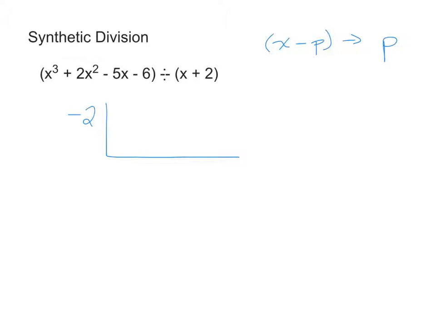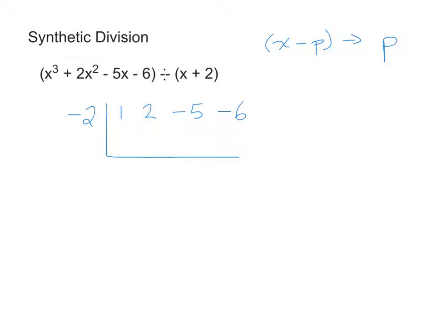And then I'm going to take the coefficient of every term in the polynomial that we're dividing. So the x cubed has a 1, the x squared has a 2, the x has a -5, and the constant term is -6, and I'll put those in there. This is the setup to do synthetic division.